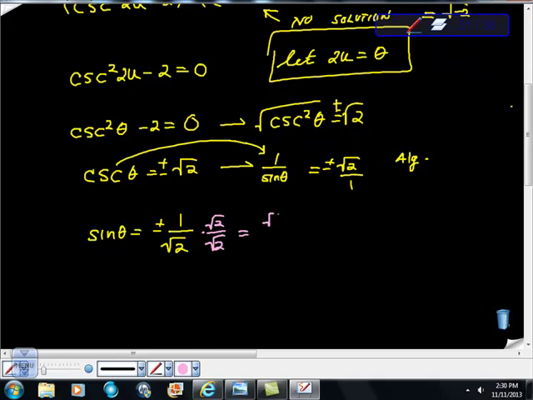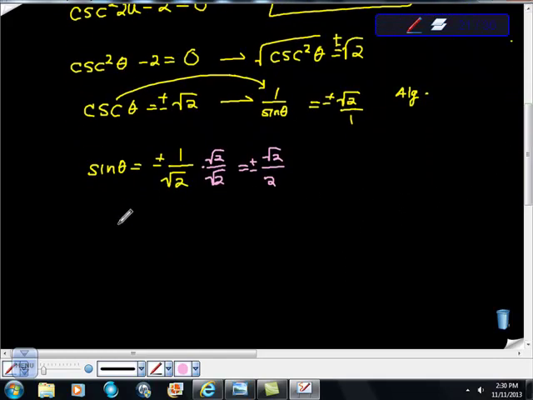It ends up being square root 2 over 2. Square root of 2 times the square root of 2 is the square root of 4, and the square root of 4 is 2, so we get that. And remember, it's plus or minus. Holy crap, right? So now what we have to do is say this.